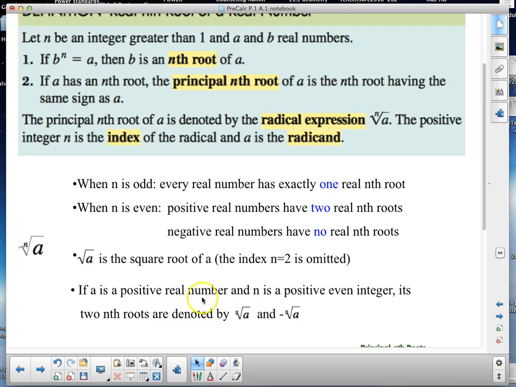If a is a positive real number and n is a positive even integer, its two nth roots are denoted by the nth root of a, and the negative nth root of a. So this is where, if a is a positive real number and n is a positive even integer, its two nth roots are denoted by this or this.